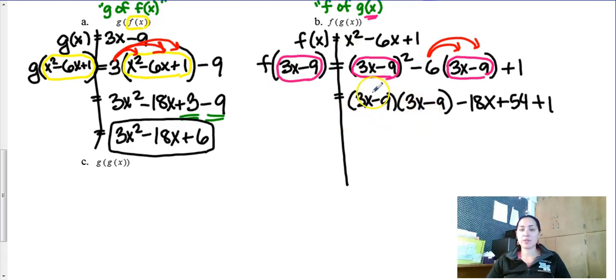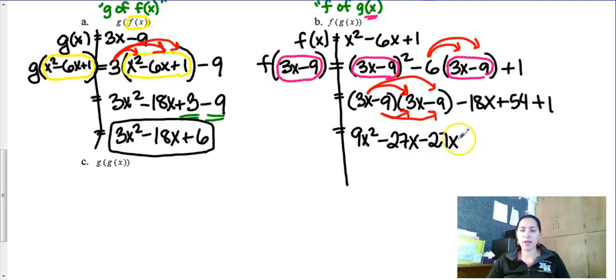3x minus 9 times 3x minus 9. We're going to use our arrows. So 3x times 3x is a 9x squared. 3x times negative 9 is minus 27x. Negative 9 times 3x is minus 27x again. And negative 9 times negative 9 is positive 81.